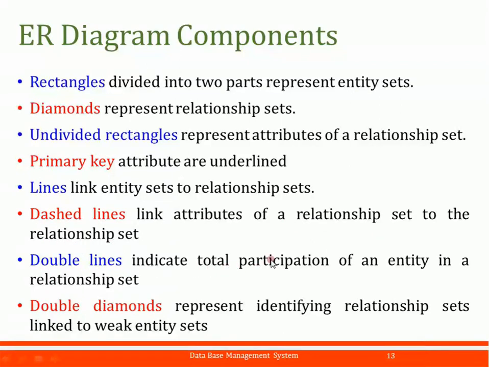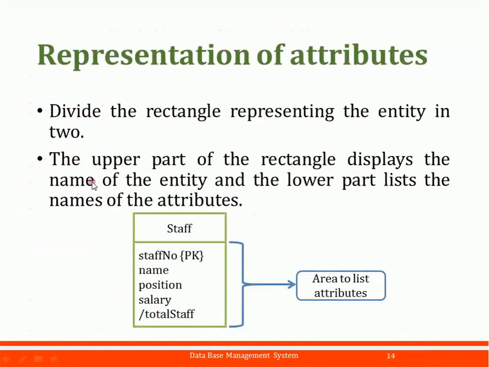Double lines indicate total participation of entities, and double diamonds represent the identifying relationship sets linked to weak entities. These weak entities and participation we will be discussing in the future sessions. So these are the components of an ER diagram.